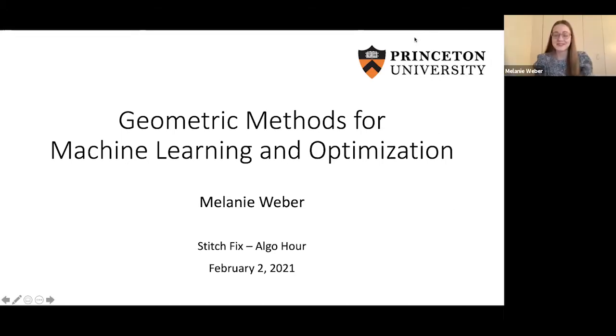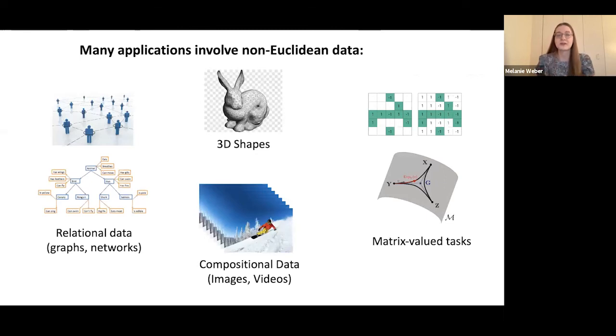Yeah, thanks a lot for the introduction and also for the invitation to speak. So my talk today is going to focus on geometric methods for machine learning and optimization. And much of this work is motivated by the fact that in many machine learning applications, we encounter non-Euclidean data. So this can be in the form of relational data, when we study social networks or when we study languages, where we encounter word nets or knowledge graphs. We could also think about computer vision, where we encounter 3D shapes or compositional data in image and video analysis.